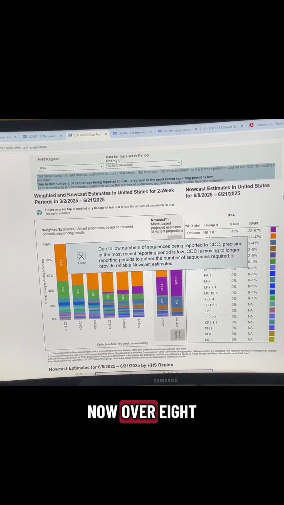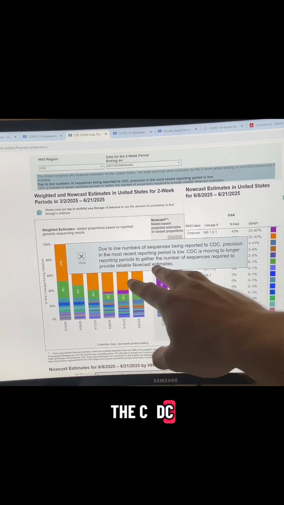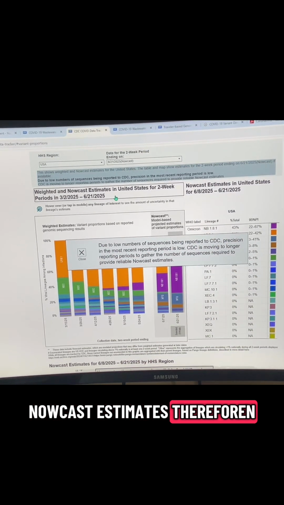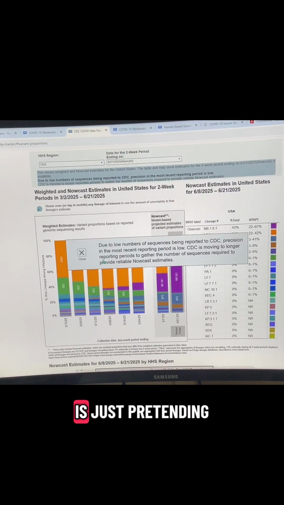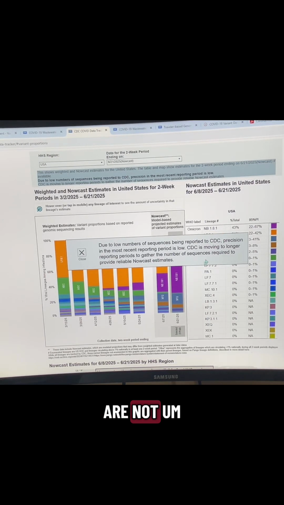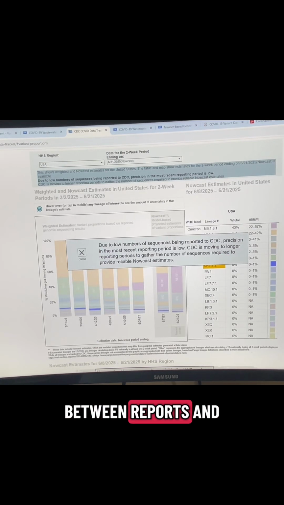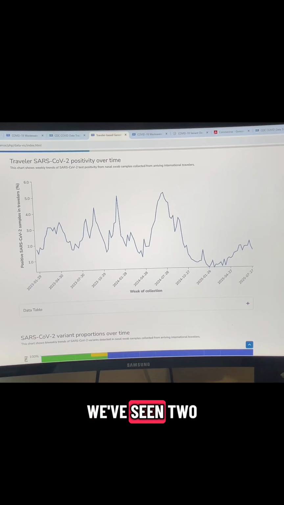So we are now over 8 weeks out, about 2 months after the last update of the CDC Nowcast estimates. Therefore, the administration and the CDC are just pretending that they're going to keep updating this, but they clearly are not, because there's no way a reporting period would go over 2 months between reports. And alternatively, we've seen two new things.